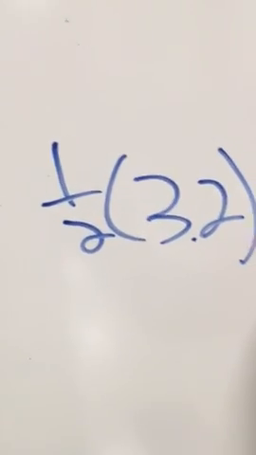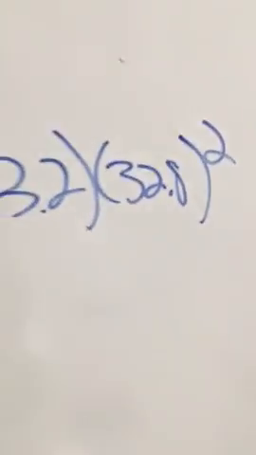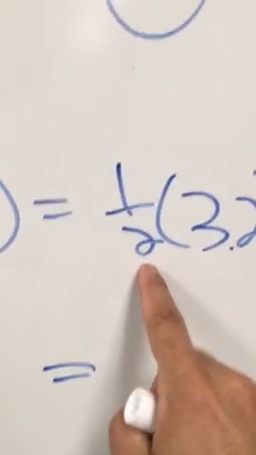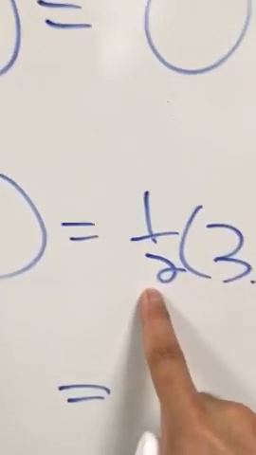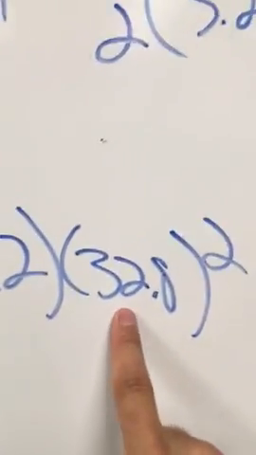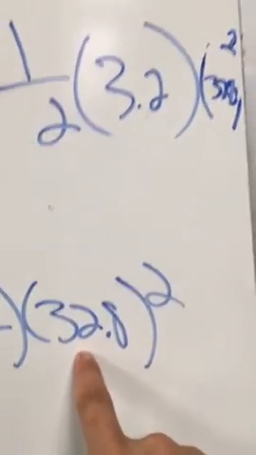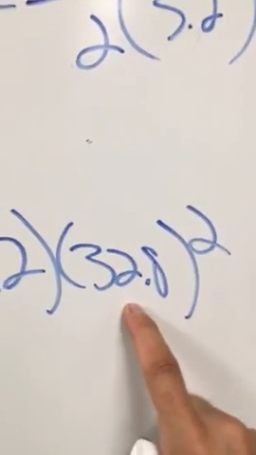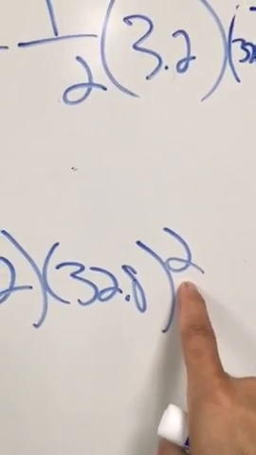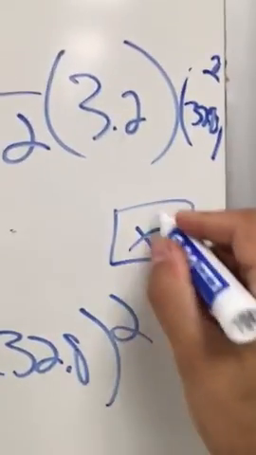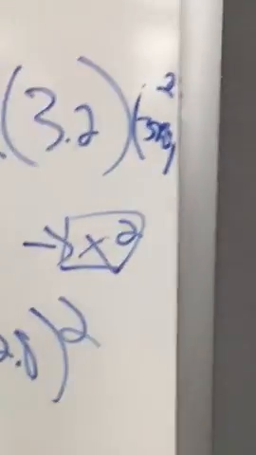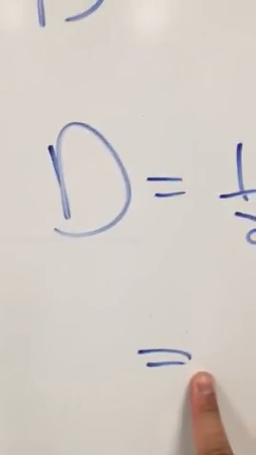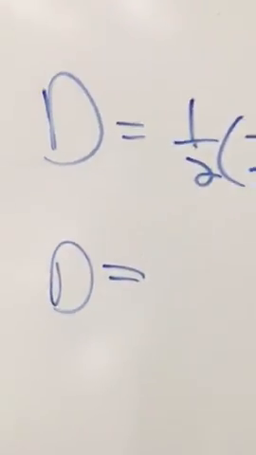3.2 times 32.8 squared. So in your calculator, you're essentially going to do 0.5, or 1 divided by 2, times 3.2, and then you can either multiply by 32.8 and then again by 32.8, or you can do 32.8 squared, which should be a button on your calculator. If you see that button, you can enter 32.8 and then hit that button, and it'll square it. And when you do this, you will get the correct answer.